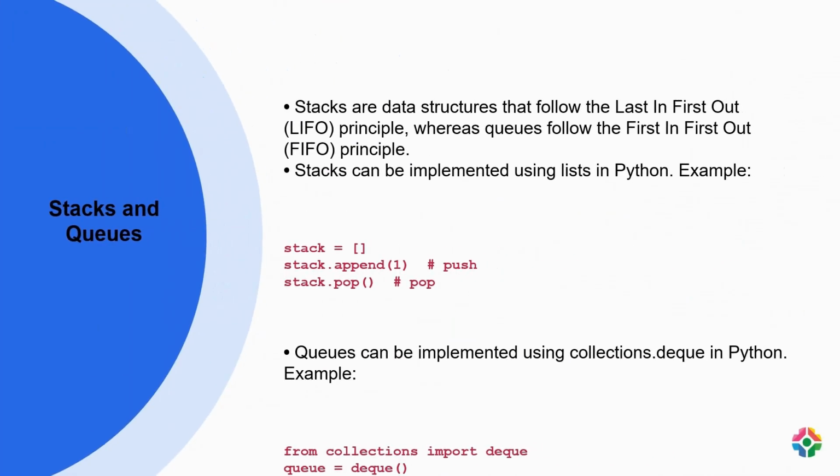Two common data structures, stacks and queues, operate based on distinct principles. Stacks adhere to the last in, first out (LIFO) principle, while queues follow the first in, first out (FIFO) rule. In the Python programming language, stacks are typically implemented using lists. For instance, to push an item onto a stack, you can use the append function, and to pop an item off the stack, use the pop function. A practical example of this would be managing a history of web pages in a browser, where the most recently visited page is at the top of the stack and gets popped when navigating backward.